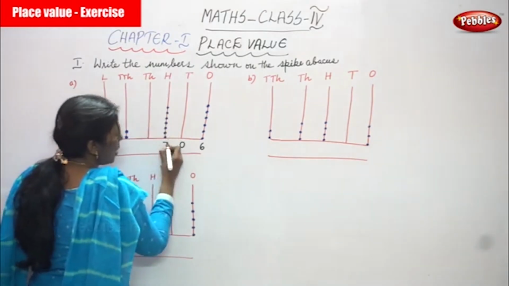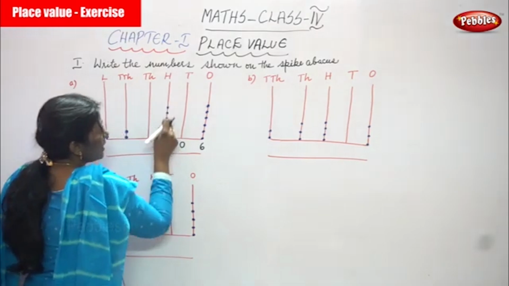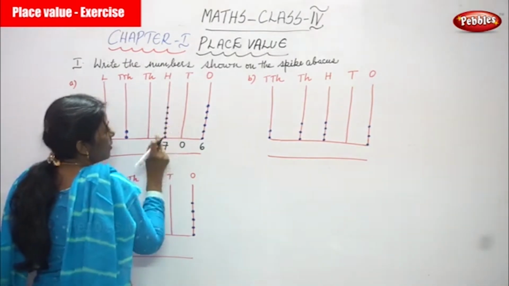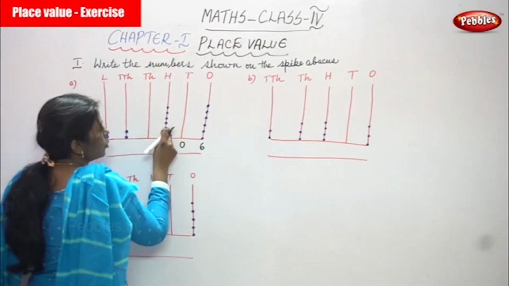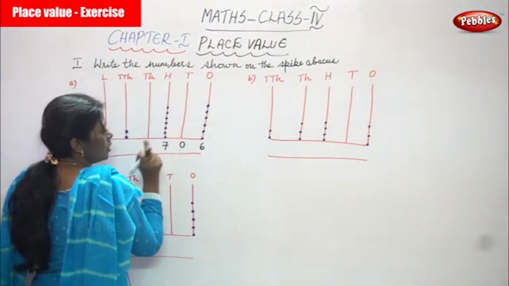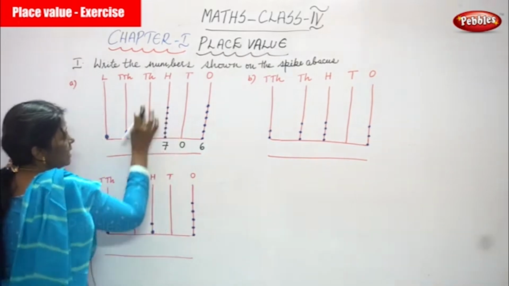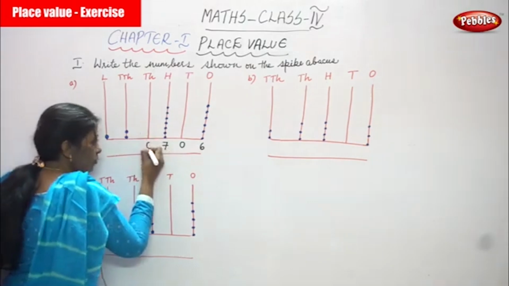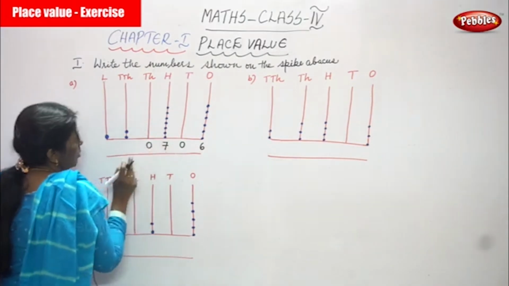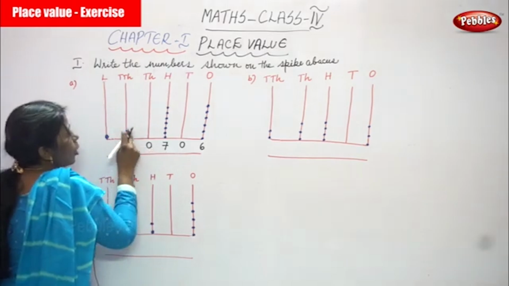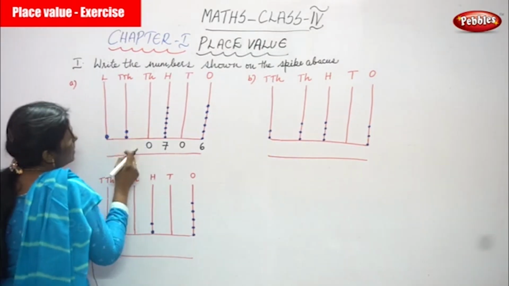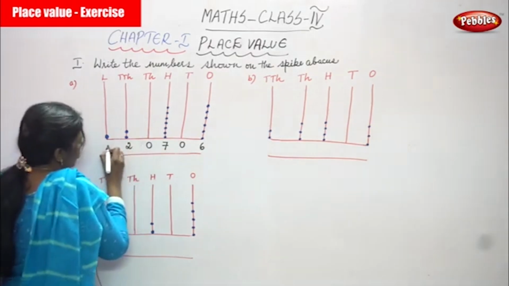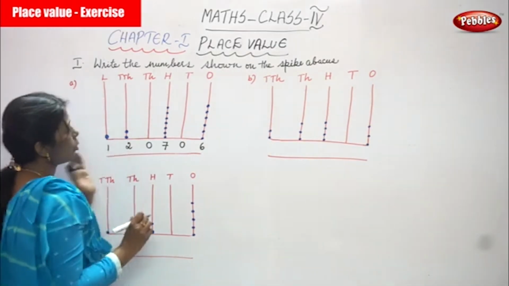So in the 100 place, how many dots or balls are in the line? 1, 2, 3, 4, 5, 6, 7 dots. So 7 you have to write. And after that, this is 1000. There are no balls, so you have to put 0. Then in 10,000, how many balls? That is 2. And lakhs, how many? Only 1.